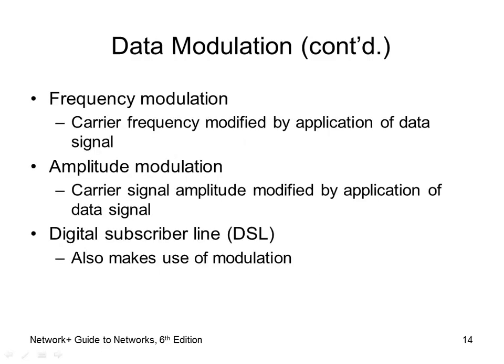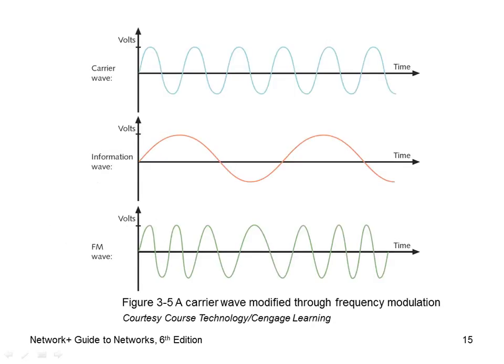Frequency modulation is where you are modifying the frequency of the carrier with the data signal. Amplitude modulation is where the carrier signal is modified by the application of a data signal. An example of a technology that uses this is DSL. Here they're just showing an example of a carrier wave that's been modified.